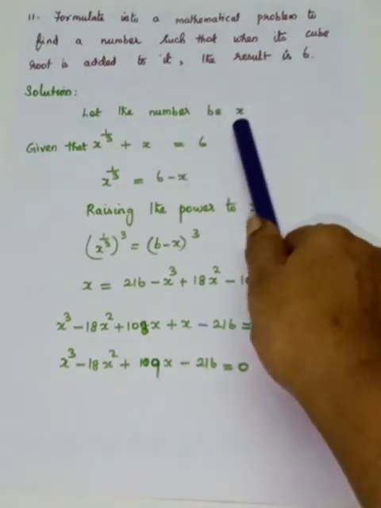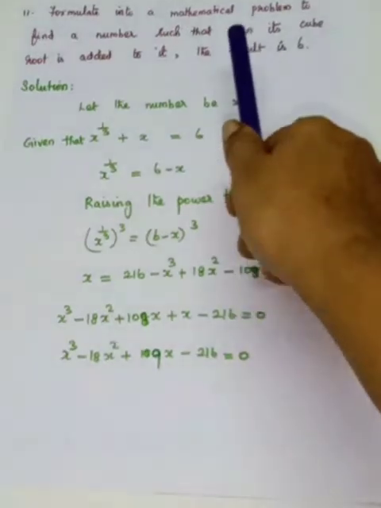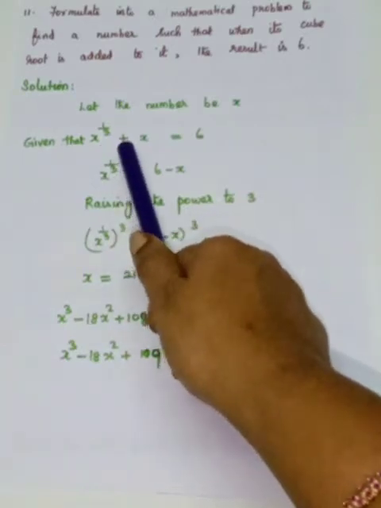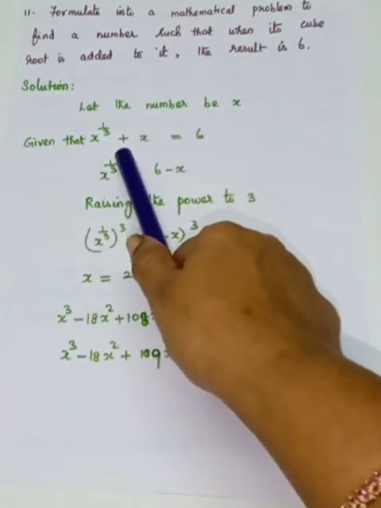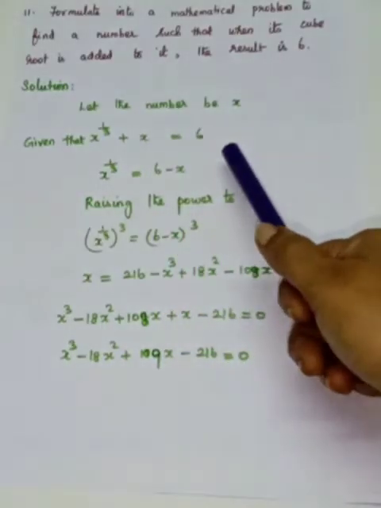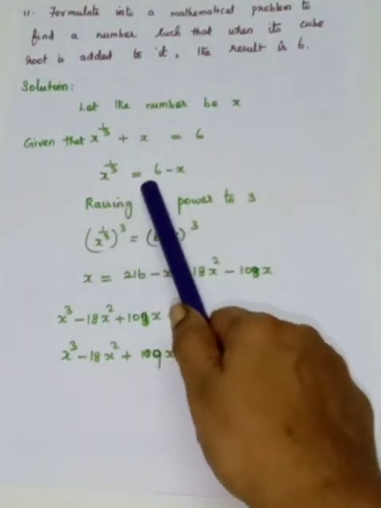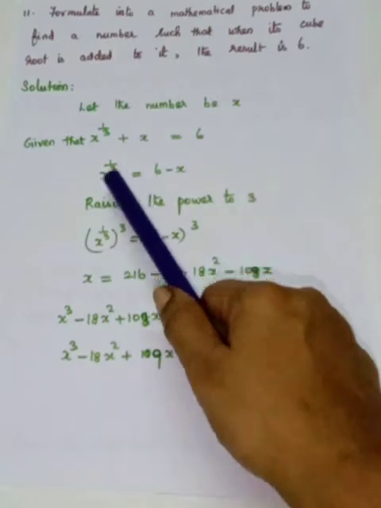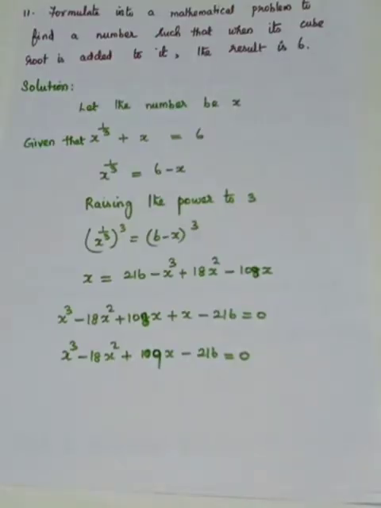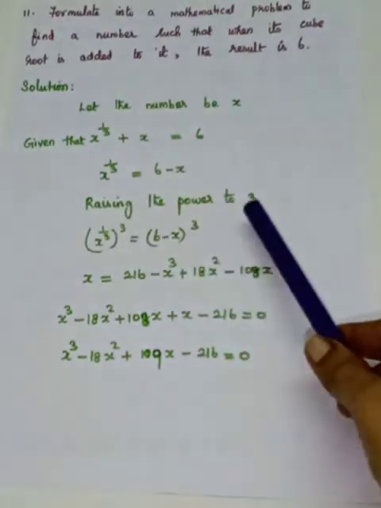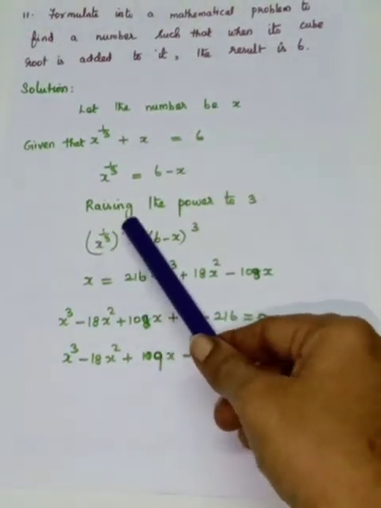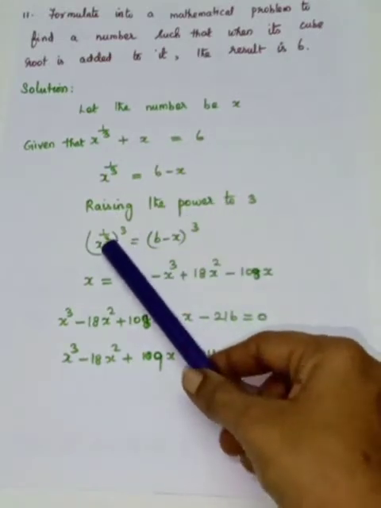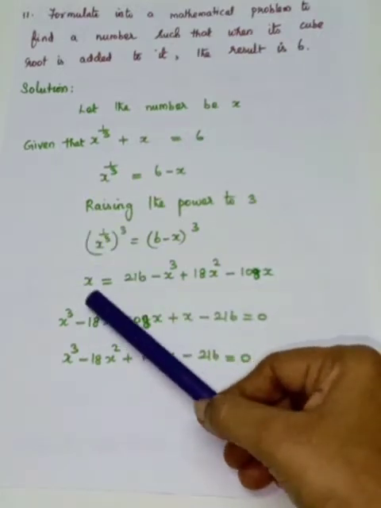So let the number be x. So what is given? When its cube root, so what is the cube root of x? It is x power 1 by 3, is added to it. So x power 1 by 3 plus x, what will be the result? That is equal to 6. So x power 1 by 3 is equal to 6 minus x. So you have to raise to the power 3, that is, cubing on both sides. So it will become (x power 1 by 3) the whole cube is equal to (6 minus x) the whole cube. So here the 3 and the denominator 3 get cancelled in the power, so you will get x.